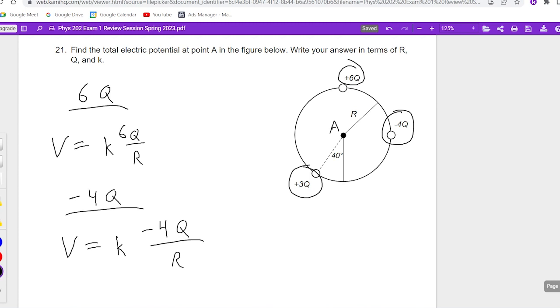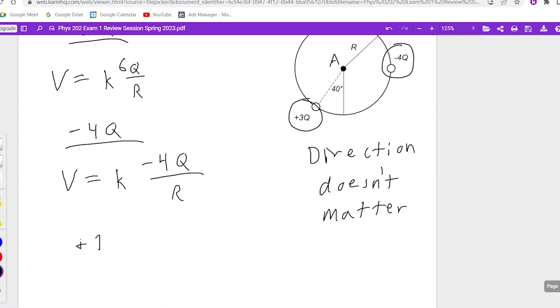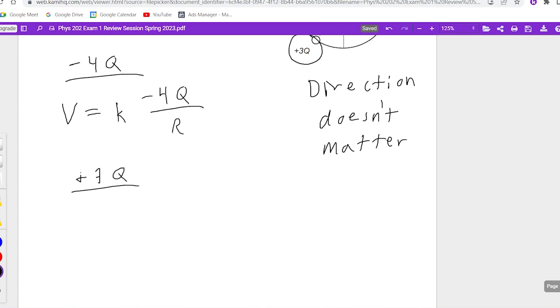I've got good news for you. That 40-degree angle does not matter. The direction doesn't matter. All that matters is the charges. So for the +3Q charge, the voltage is going to be K times +3Q divided by R, and there we go.